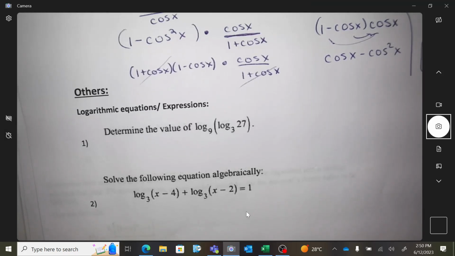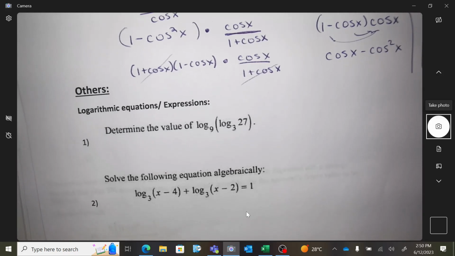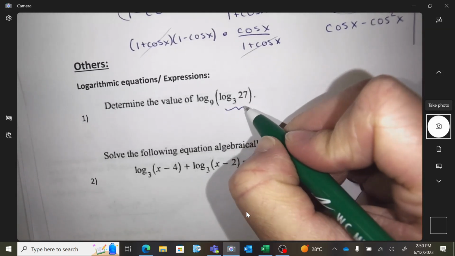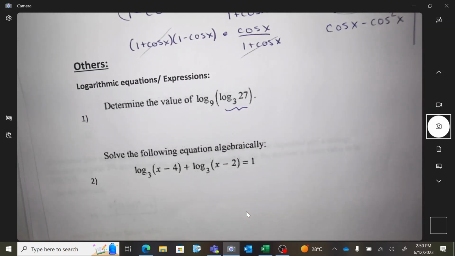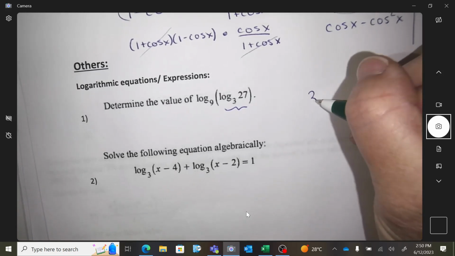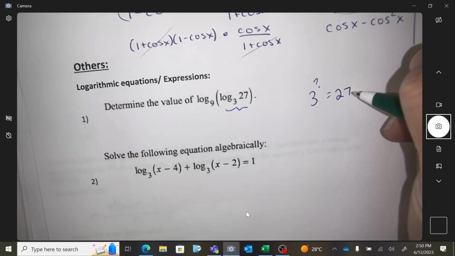I might go a little slower. Go on your favorite. Okay, determine the value. So I need you to figure this number out first. What exponent? That's always the thing with logs, right? What's the exponent? 3 to the 3. 3 to the what? 3 cubed.